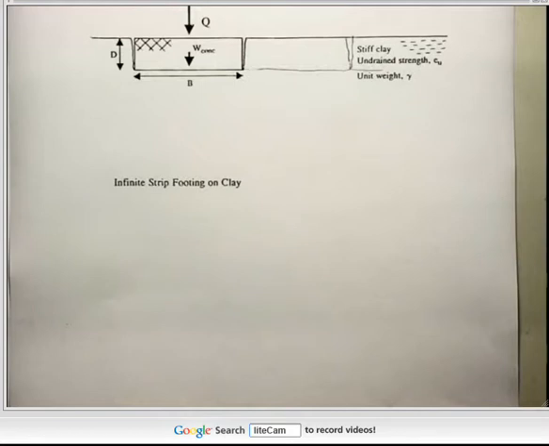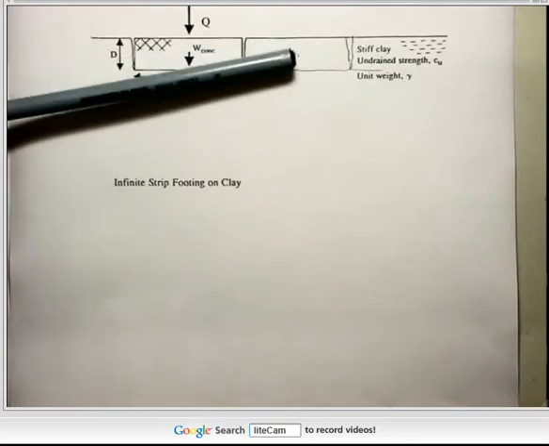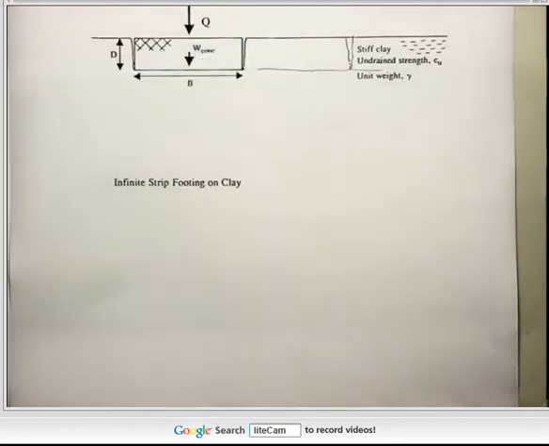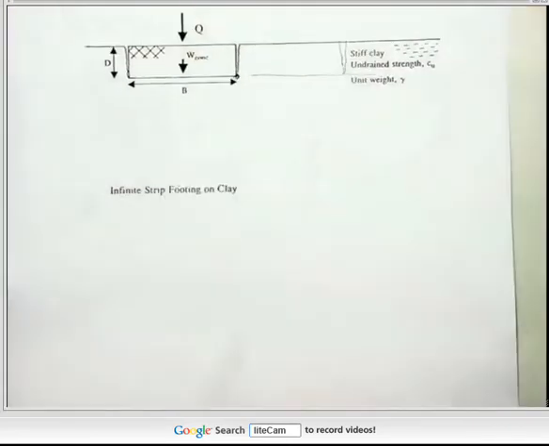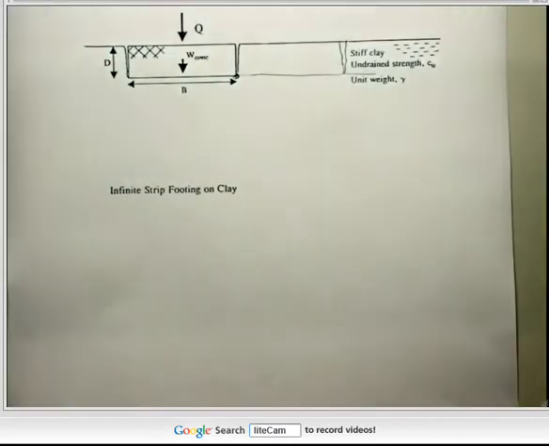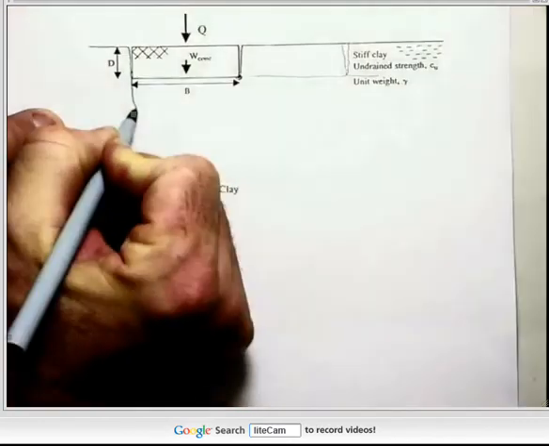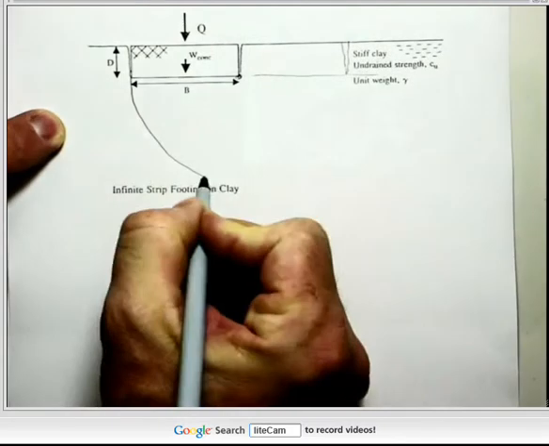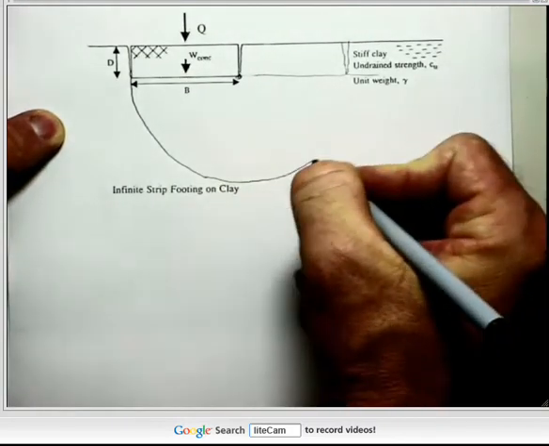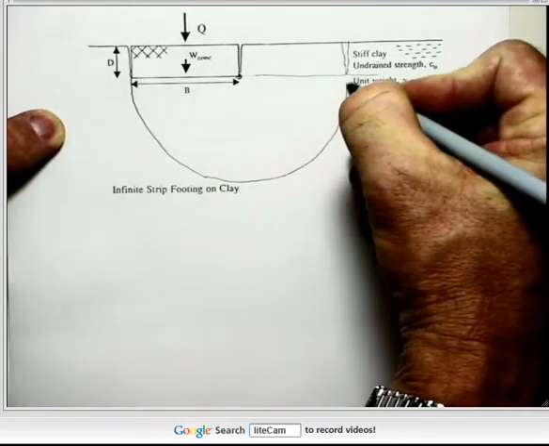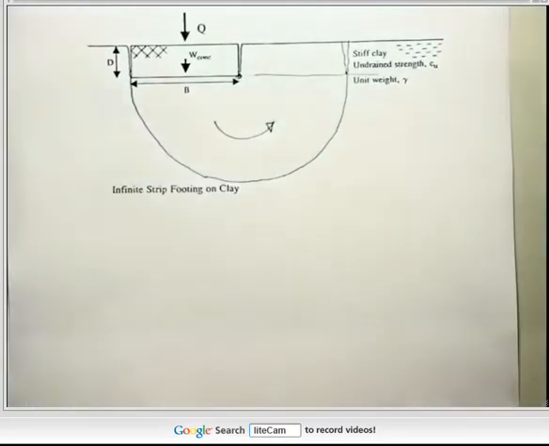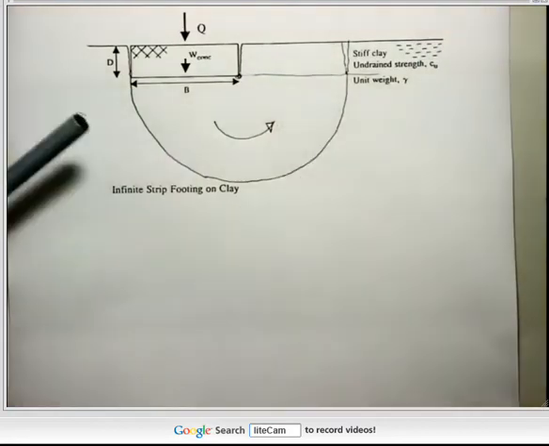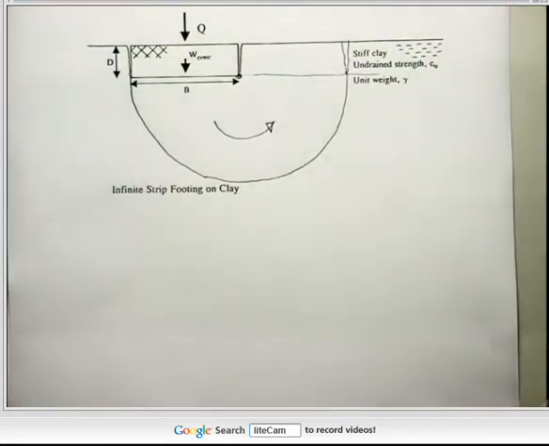So we're assuming this just acts as a surcharge without extra weight. And we're going to assume a failure mechanism. And what I'm going to assume here is that it rotates about that point there, and a cylinder, it looks like a semicircle in cross-section, but of course it's a strip footing. So it's a cylinder of soil, rotates around like so, and the result is a failure surface around there. And on that failure surface, we mobilise the shear strength of the soil.